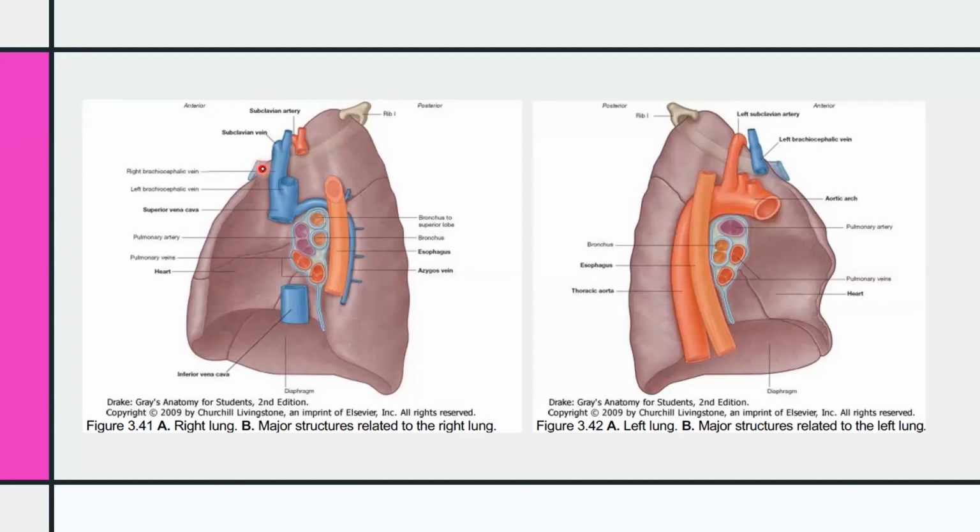In the left lung, also you have the esophagus, but a bit laterally and posteriorly, you have the aorta. You have the aortic arch here and the descending aorta. And you have the left brachiocephalic vein, which joins the superior vena cava here. And here you have the first rib.